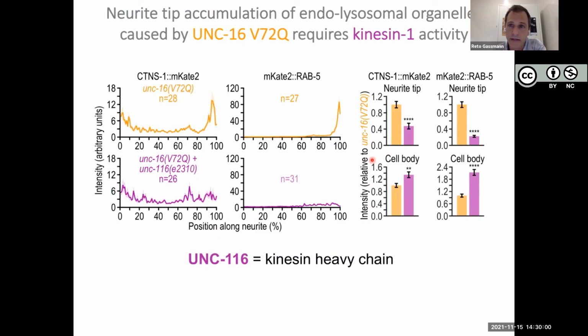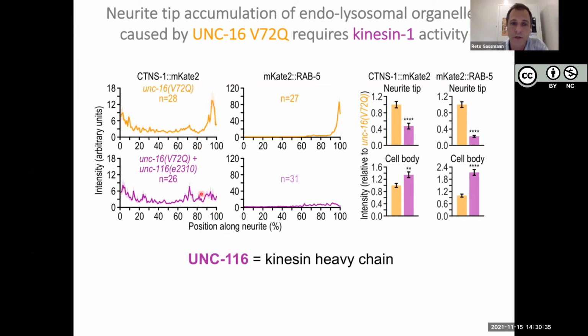And so a good candidate, of course, was kinesin 1, because we know that kinesin 1 directly binds to UNC-16, and we know that we have not perturbed the interaction between UNC-16 and kinesin 1 in this V72Q mutation. And so what we did is we used a partial loss of function allele of kinesin heavy chain, which in C. elegans is called UNC-116.